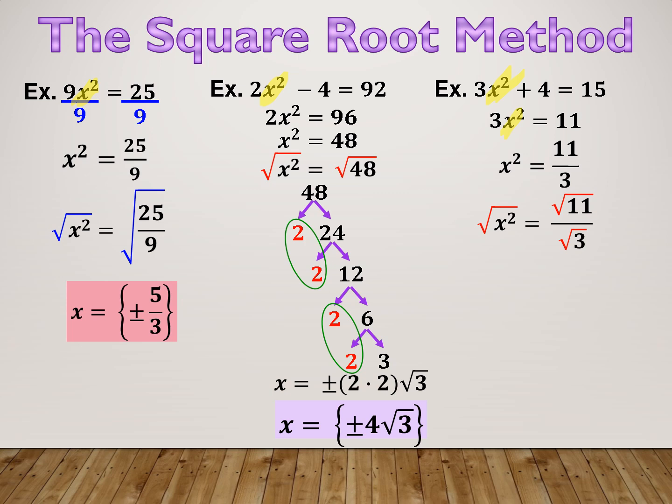Now I square root the top and the bottom. And I'm like, well, that gives me x equals plus or minus the square root of 11 divided by the square root of 3. And it's plus or minus because we put the radical there.